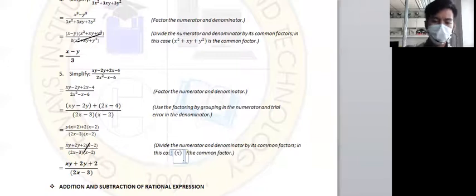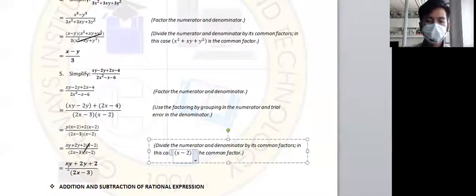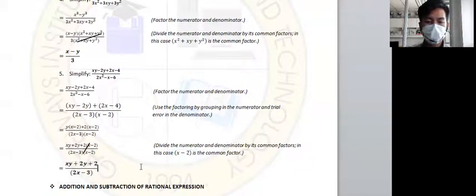X minus 2. So, matitira na lang po is xy plus 2y plus 2 all over 2x minus 3.